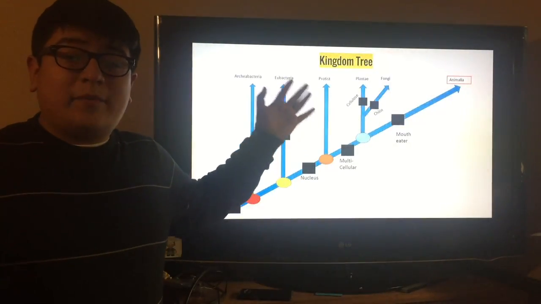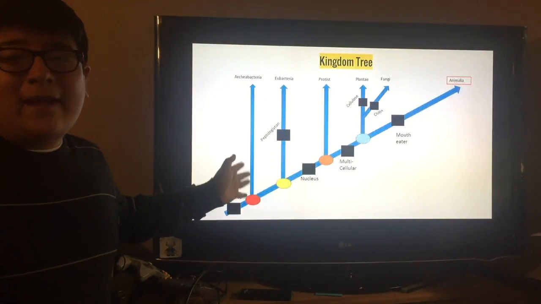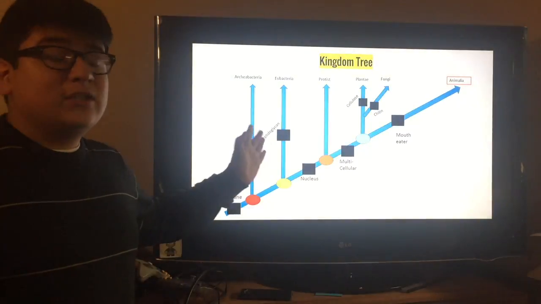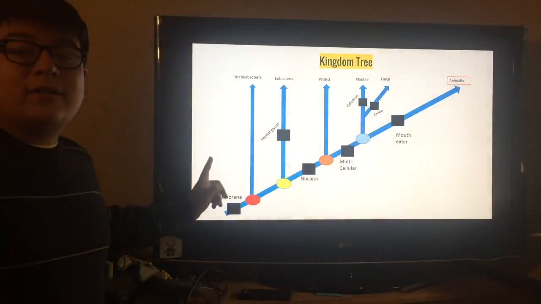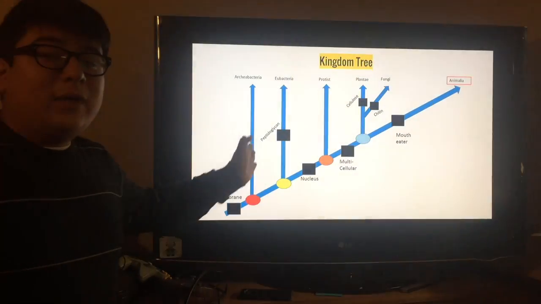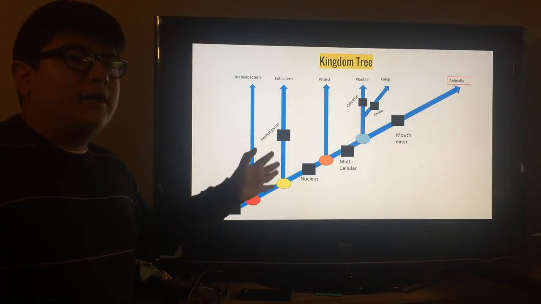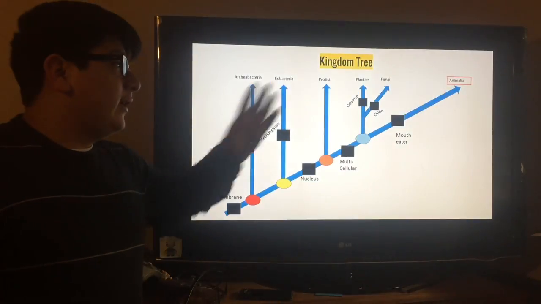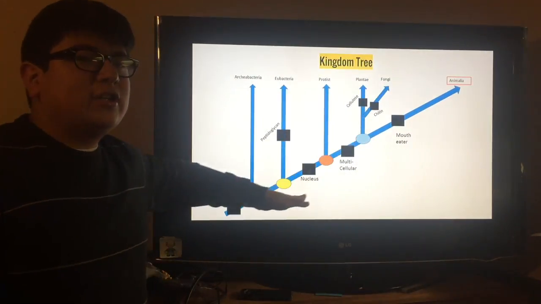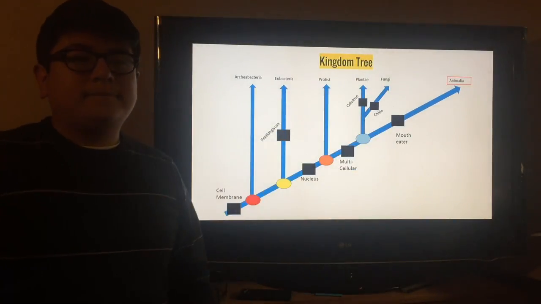So this diagram represents the kingdom tree of all the kingdoms, and as you can see, these black boxes represent different characteristics that each kingdom contains. So as you can see, this black box labeled cell membrane means that the kingdoms following this characteristic contain a cell membrane. So my organism belongs to the kingdom Animalia, which means it contains these characteristics. But what makes it different is that it has a mouth to eat with.